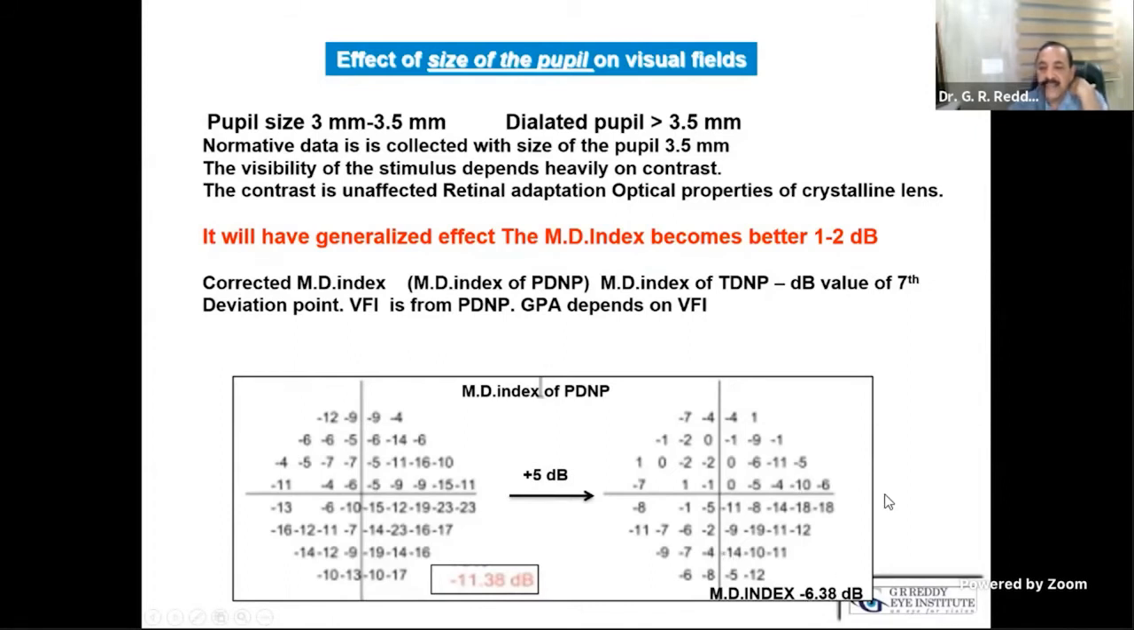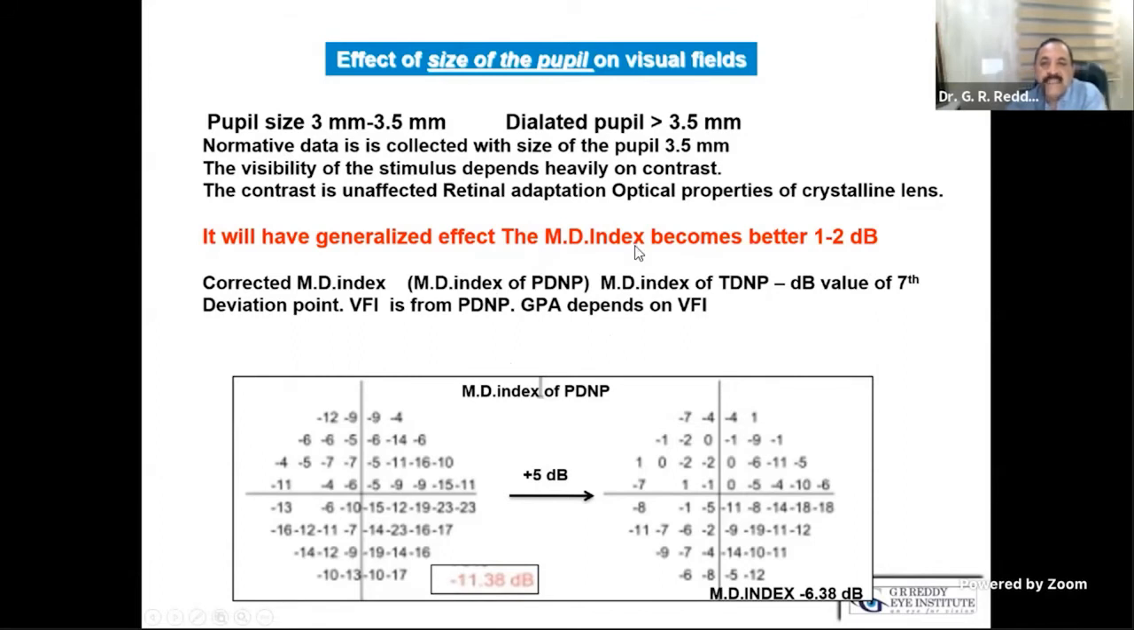So in the follow-up test, you consider the difference in the mean deviation index, and the visual field index is calculated from the mean deviation index. So whatever generalized effect is produced by the dilated pupil will be nullified in the pattern deviation numerical plot, and progression analysis is mainly calculated from the visual field index and GPA. Because GPA and the visual field index are derived from the pattern deviation numerical plot, GPA is unaffected in the progression analysis.